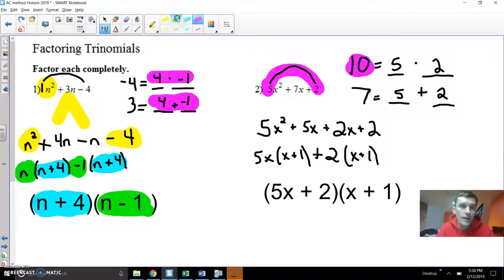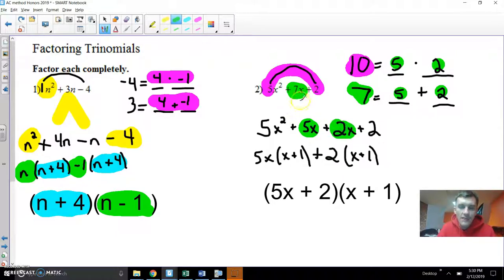Now they have to multiply to be 10 while adding to be 7, and so we take a moment to think about all the options for multiplying to be 10, adding to be 7, and that's 5 and 2. Both positive. So if we're using 5 and 2, we're basically going to go back in here, and instead of 7x, we're going to replace it with the two numbers we just found, 5 and 2.